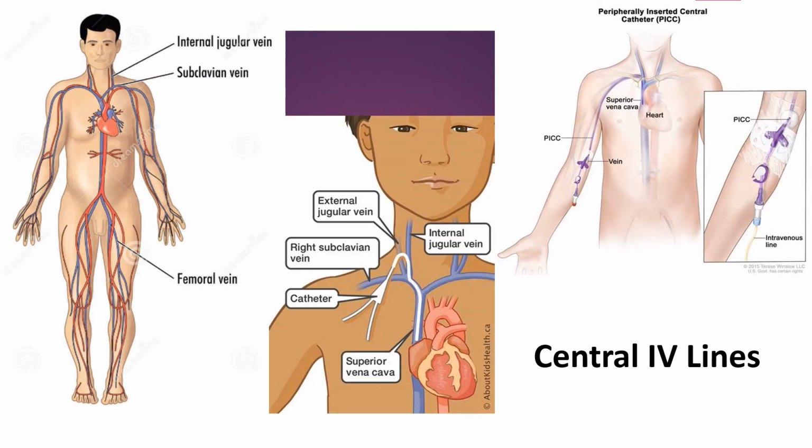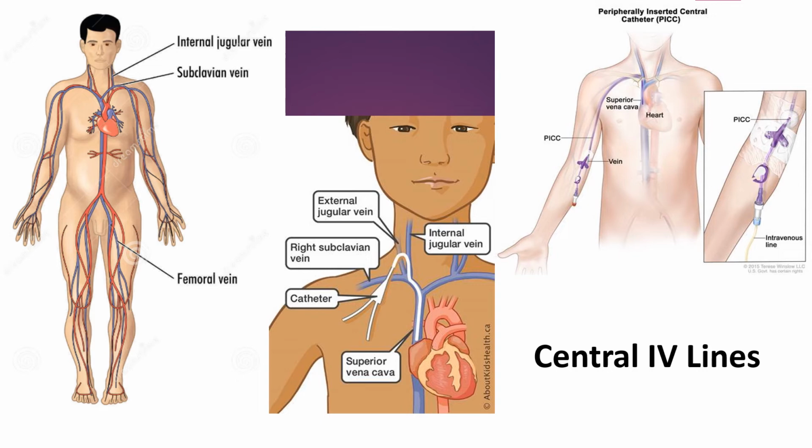So these are the lines that we had mentioned just now. You have different core veins or different large bore veins in your body where we can actually insert central lines. One of those common ones is the internal jugular, which is found in the neck that you see here. A line can be placed there. A line can also be placed in the chest, which is a subclavian.